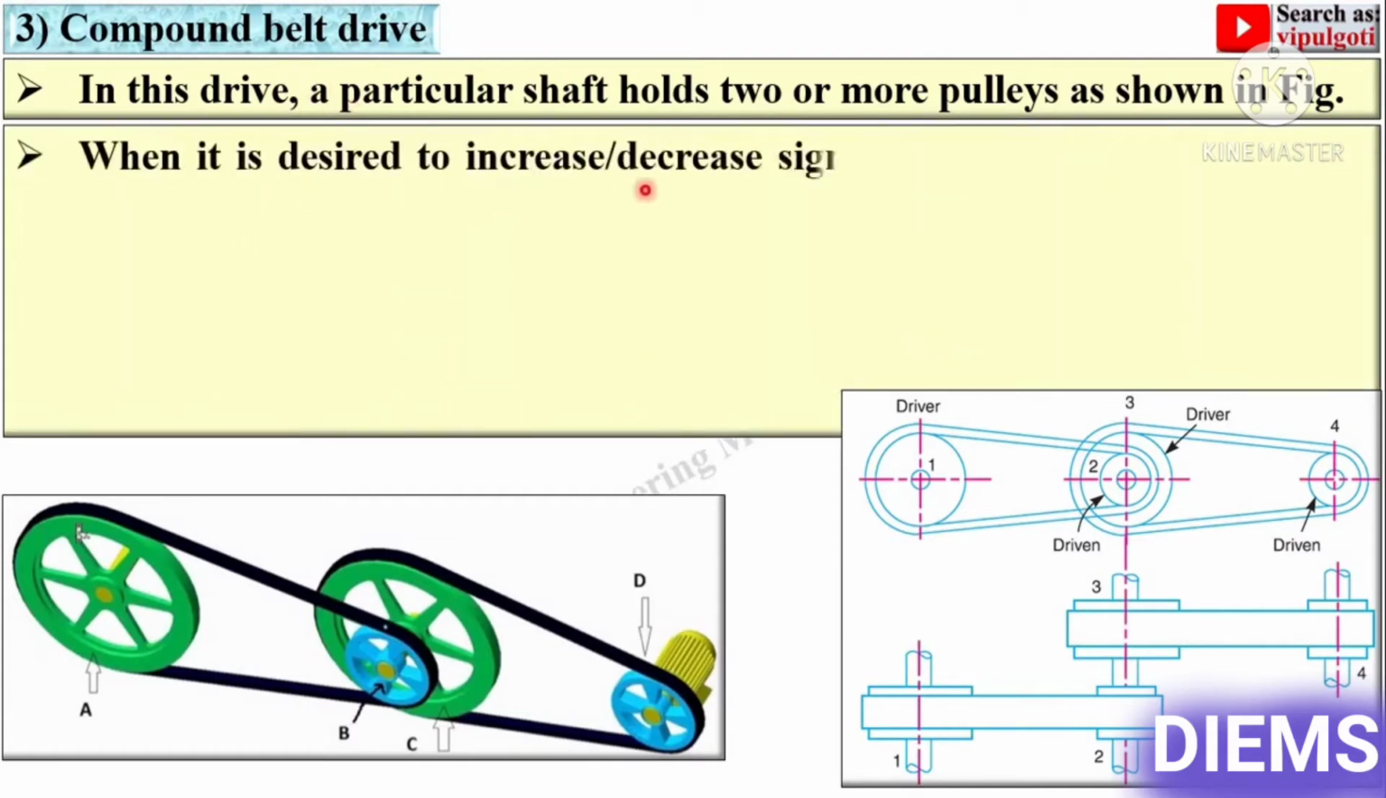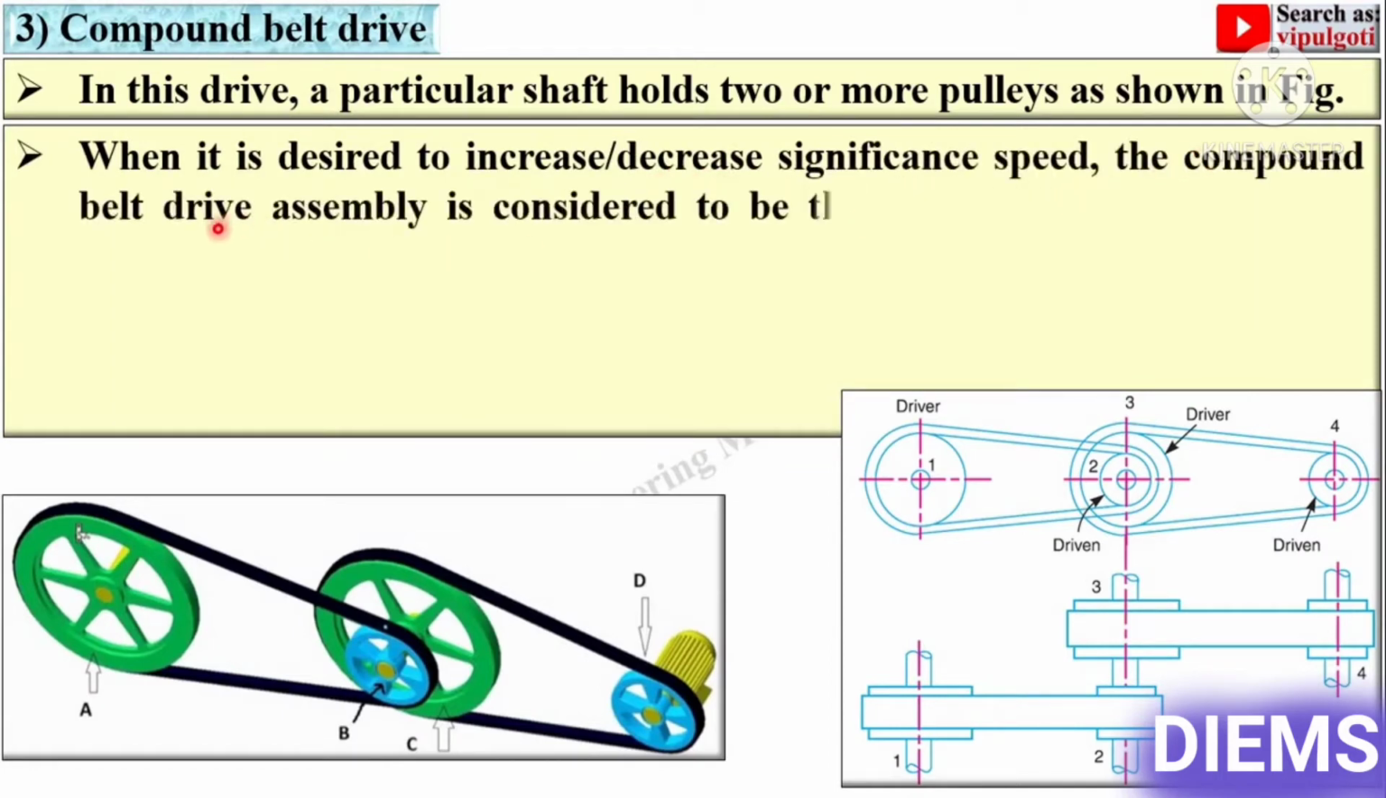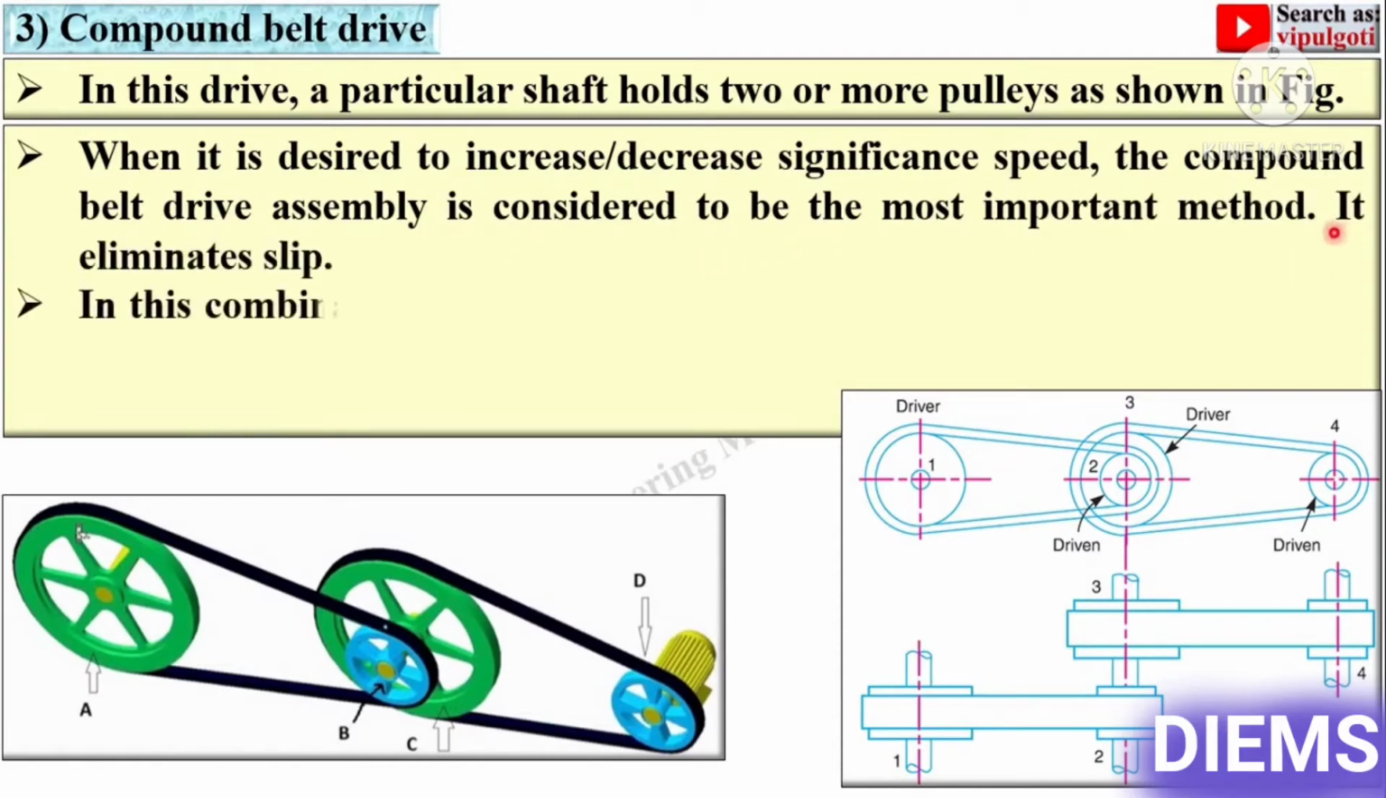When it is desired to increase or decrease significant speed, the compound belt drive assembly is considered to be the most important method. It eliminates slip.